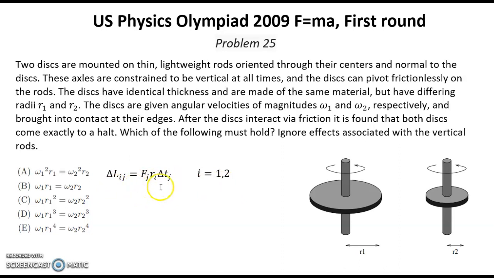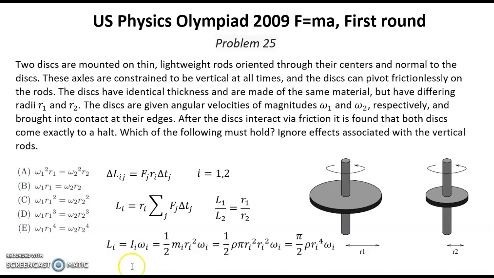Now we can sum over all this interaction until both discs come to a halt. It means that the total change of angular momentum equals the total initial angular momentum. So we have this formula, and for both i, we have this sum the same for both discs. It means that we can divide the angular momentum of the first disc by that of the second disc and get this relation. What are the initial angular momenta for both discs?